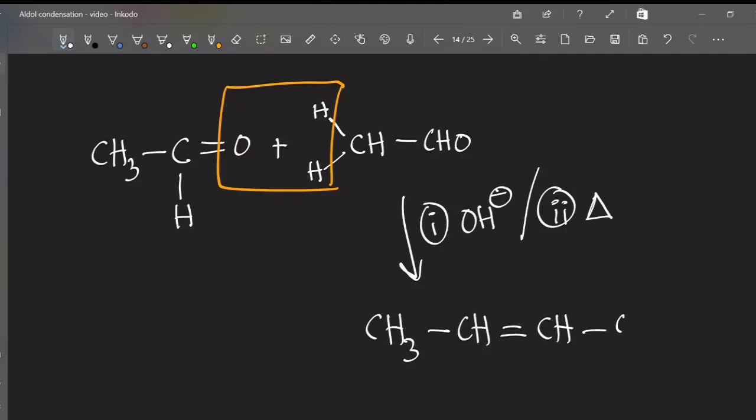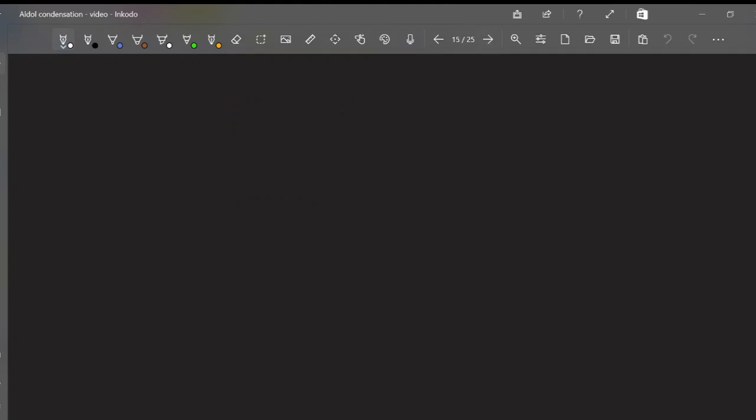Please observe carefully and check it. We have skipped all the mechanism steps and directly got the final product. Hope it is clear.